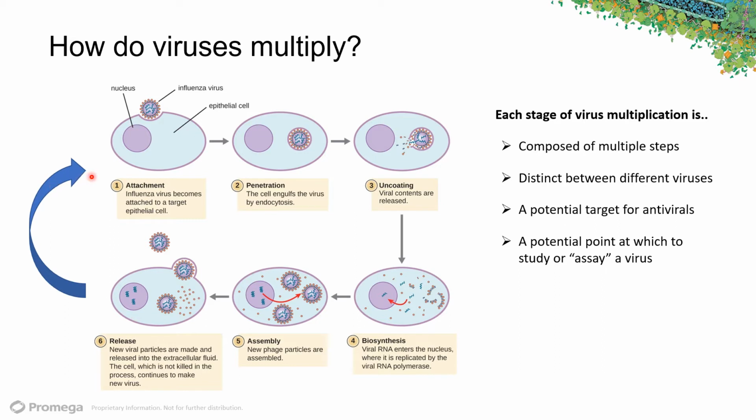So some important things to realize about virus multiplication is that each stage in this process is going to be composed of many smaller steps. And these stages and steps are going to be different for different viruses. Each of these stages and steps is also a potential target for us to develop antiviral drugs that can inhibit virus multiplication. And from the standpoint of a company like Promega, it's important to know that each of these stages of virus multiplication is a potential point at which we can measure, study, or assay the virus and its multiplication.